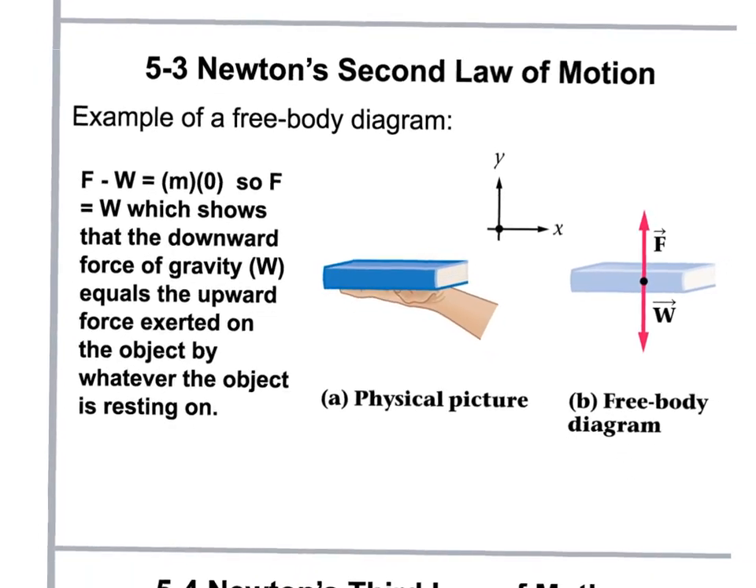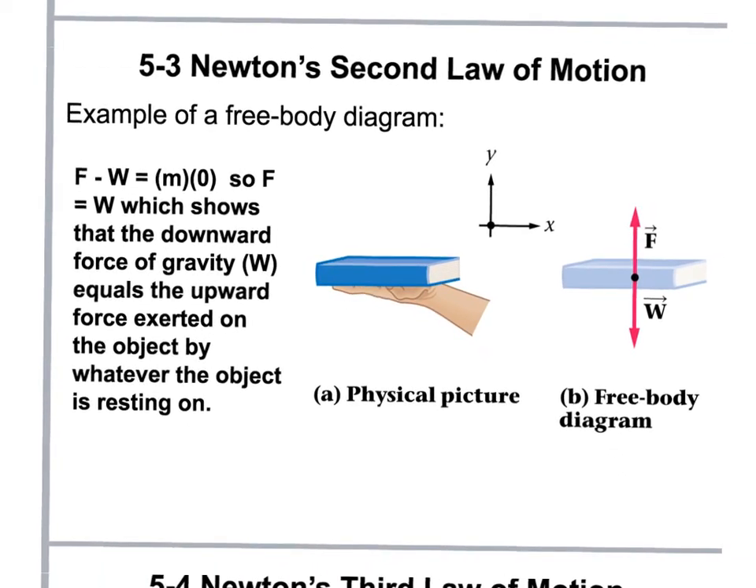So now Newton's second law of motion. Here we start again with our force that's supporting it, and then the weight pulling down on it. When we take our F equals ma, the acceleration is 0. So then we end up with F equals W, or we could say N equals W right here. And so here W shows the downward force of gravity equal to the upward force exerted on the object by whatever the object's resting on. If it's resting in your hand, it's a normal force. So this force is actually going to be a normal force.